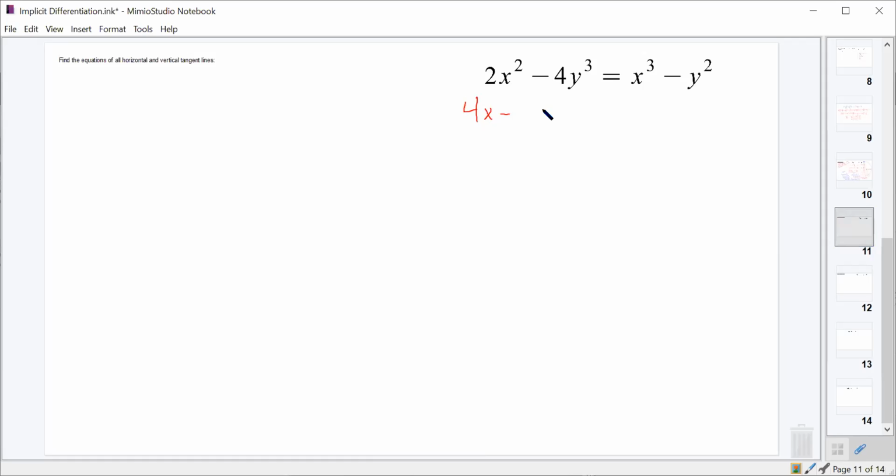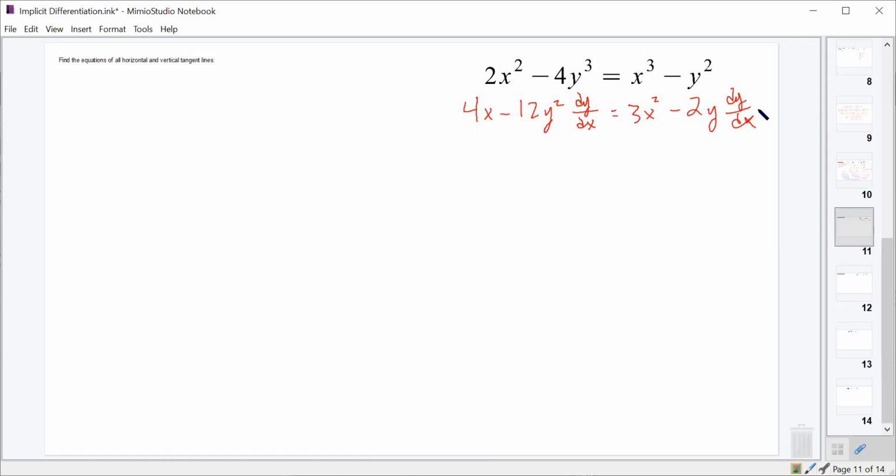4x minus 12y squared equals 12y squared dy/dx. dy/dx equals 3x squared minus 2y times dy/dx. All right, and now we'll need to solve that for dy/dx.